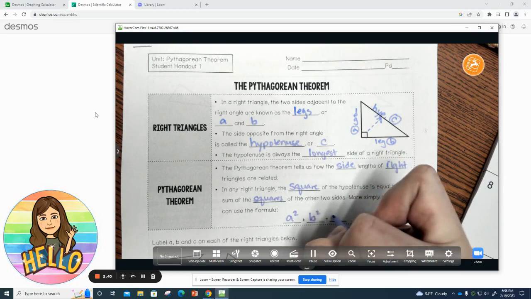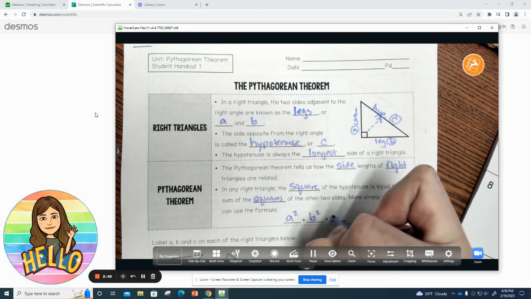So trying to get B by itself, I'm going to subtract 25 from both sides. B squared equals 169 minus 25, which is 144. Then I have to take the square root of both sides. So taking the square root of B squared, and taking the square root of 144, B is 12. So our missing side length is 12 inches.